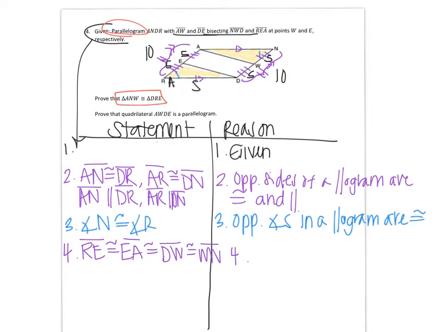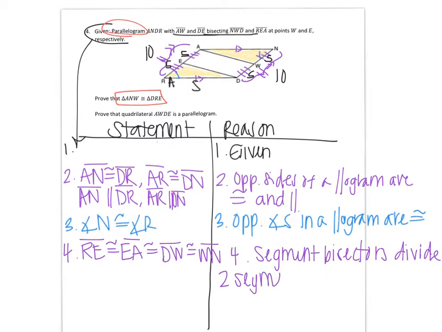Now our reason here gets a little goofy. What we're going to say is that segment bisectors divide, normally we say a segment into 2 congruent segments, but instead of a segment, we are dividing 2 segments into 4 congruent segments. So we're just going to adjust that reason. It's okay to do that. Segment bisectors divide 2 segments into 4 congruent segments.